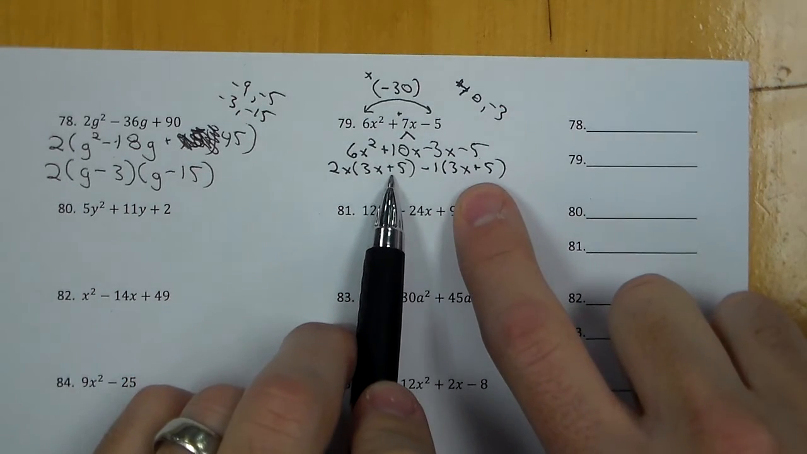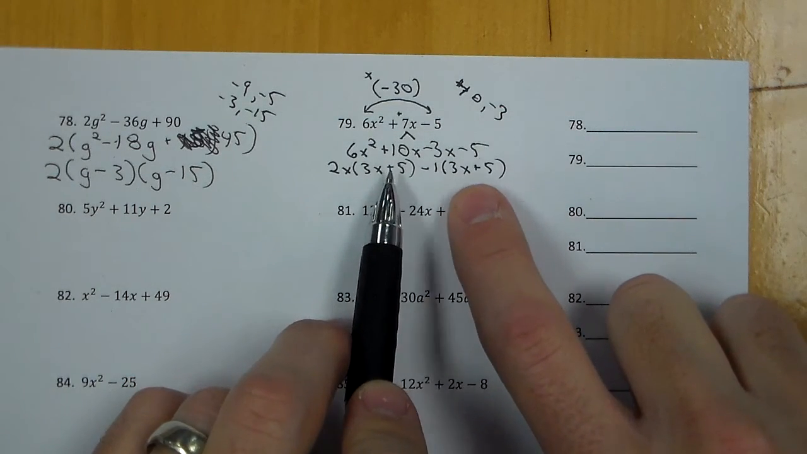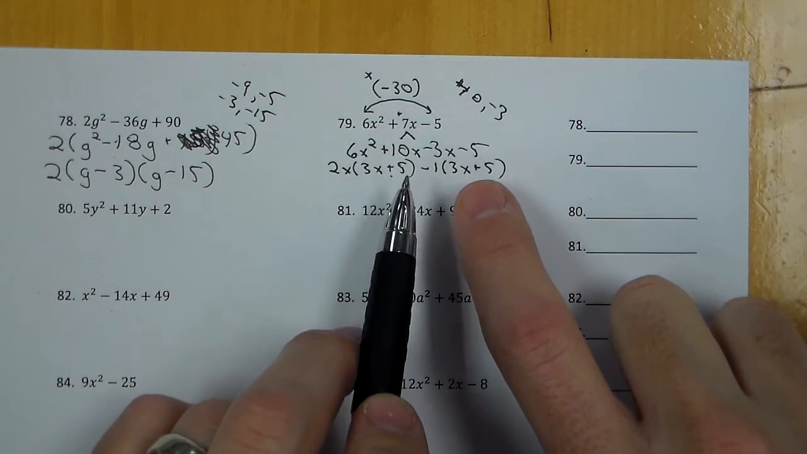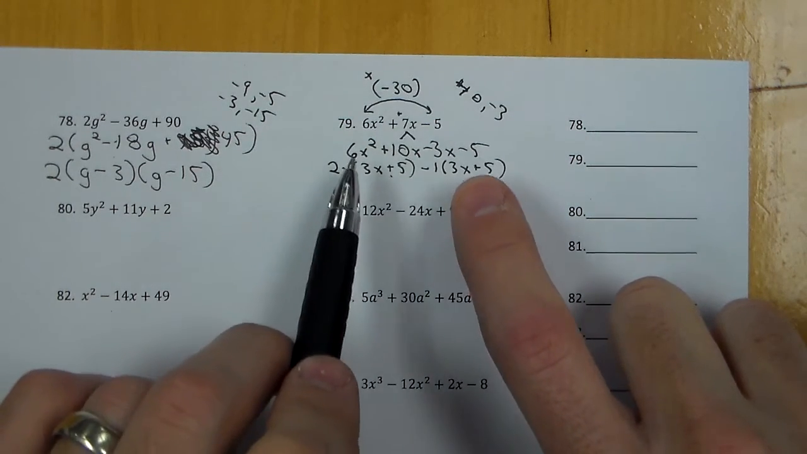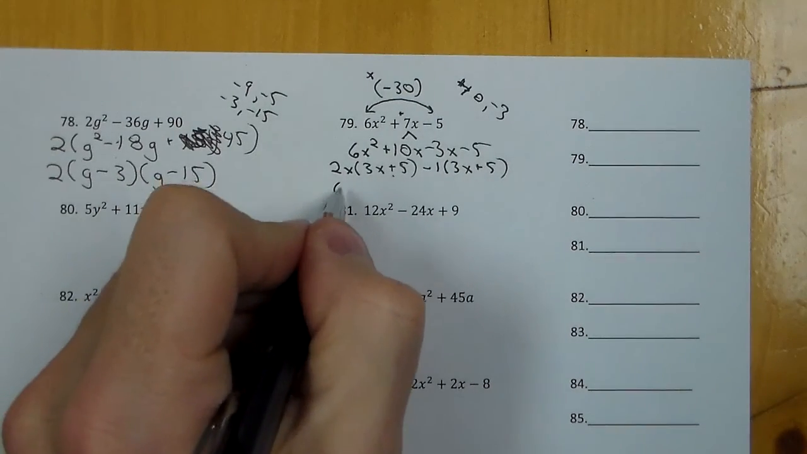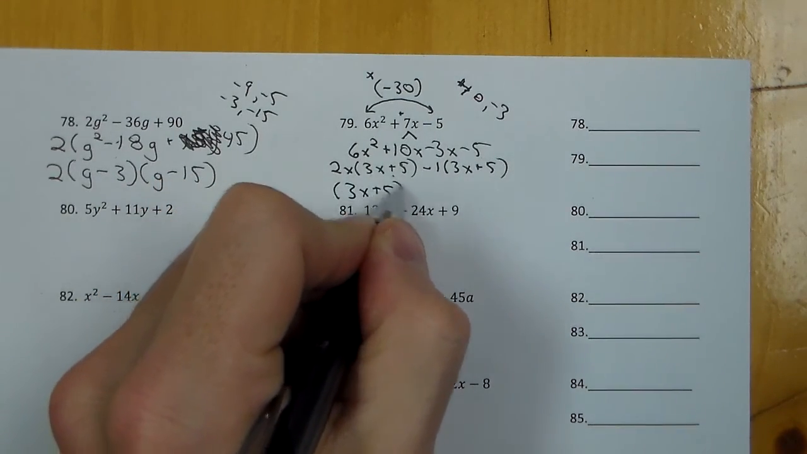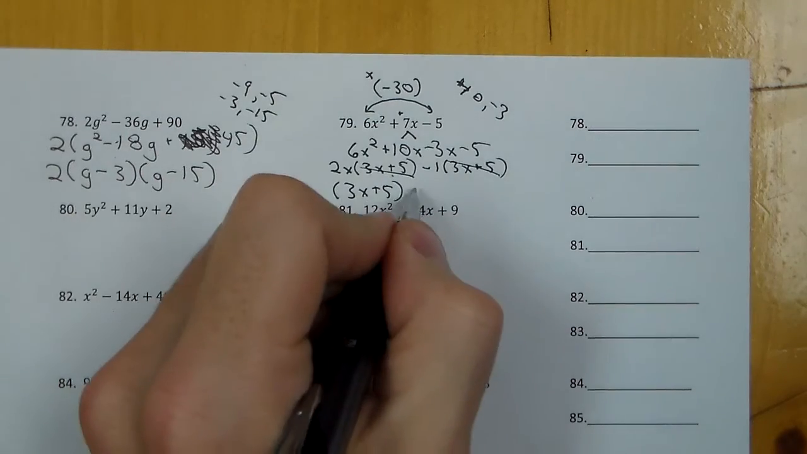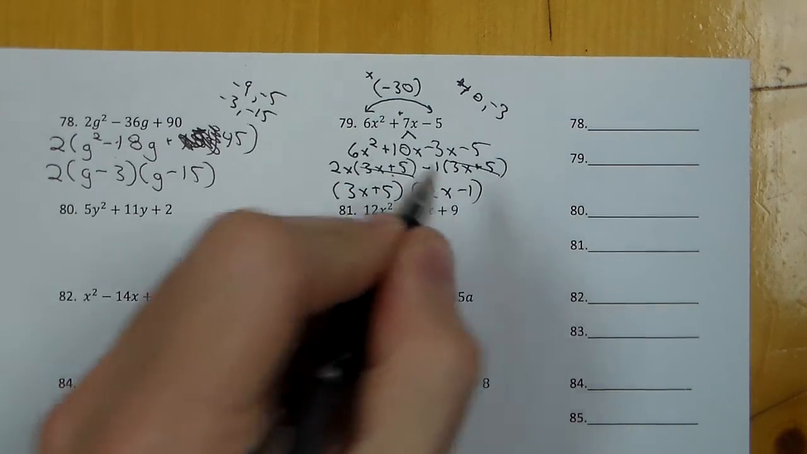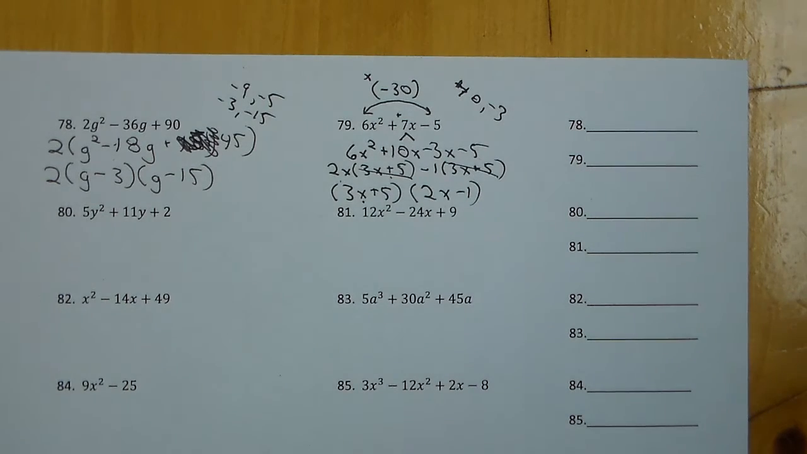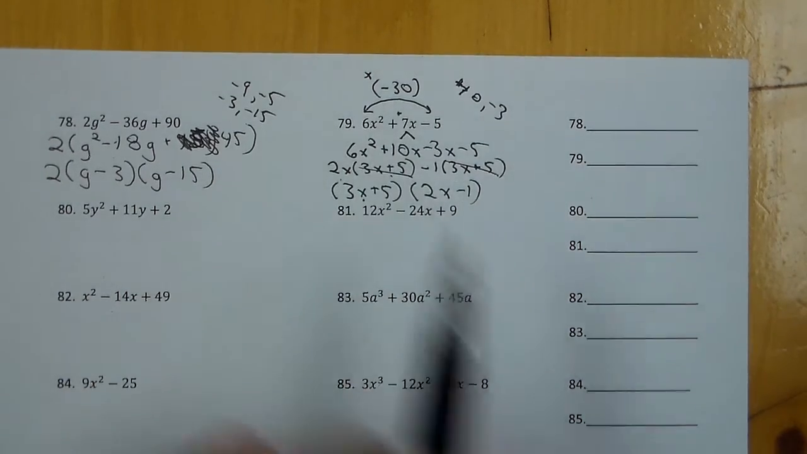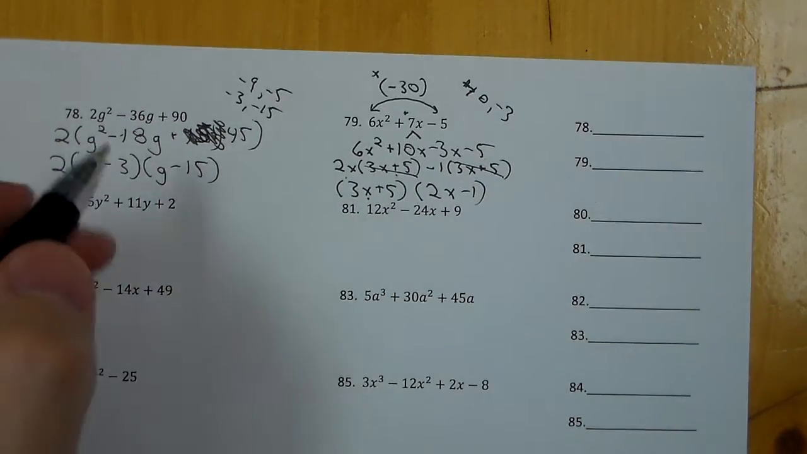I want these to match. These have to match for this process to work. If they don't, you either made a mistake or they don't factor. But now that they match, I take that out of both. And now that they're gone, I'm left with 2x minus 1. So 3x plus 5, 2x minus 1 are my factors, and it's done. If you need to, multiply them back together, and it will come back to this original result. It's a nice way to check if you're not sure.